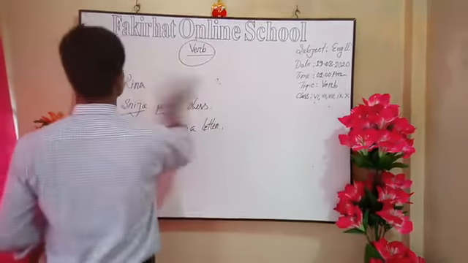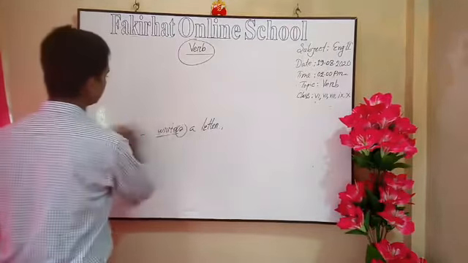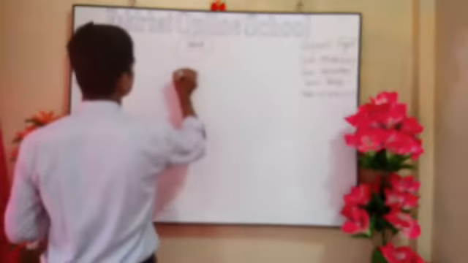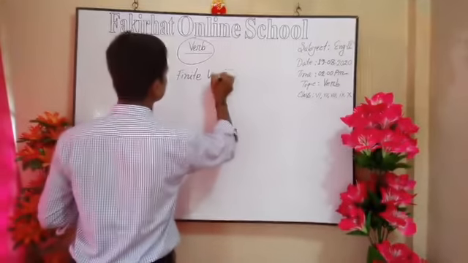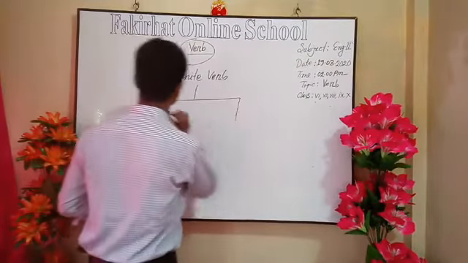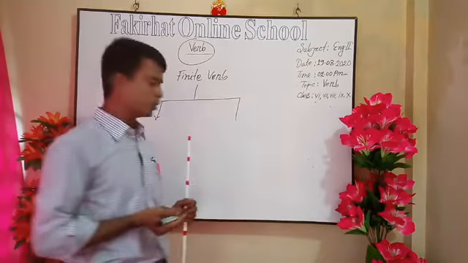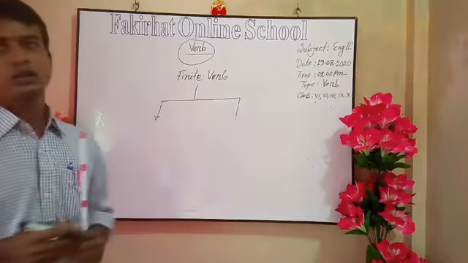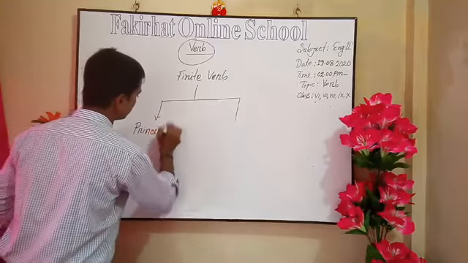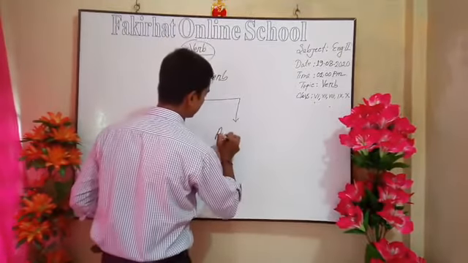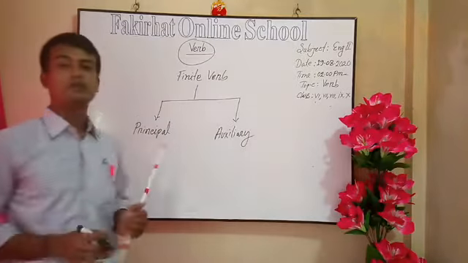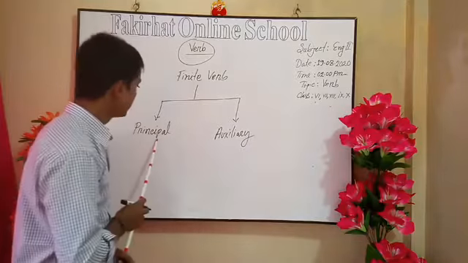So dear students, now we'll go to the classification of finite verb. Usually finite verb can be classified into two types. What are they? I hope you know. They are principal verb, and second one auxiliary verb. So, dear student, finite verb can be divided into two types. They are principal verb and auxiliary verb.